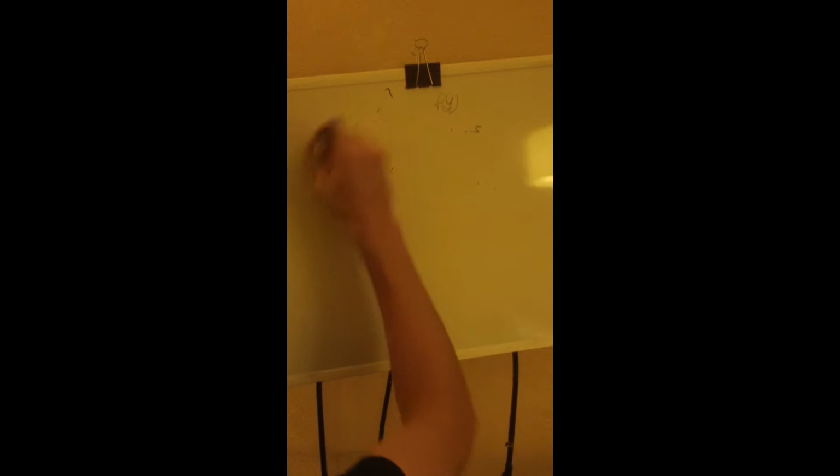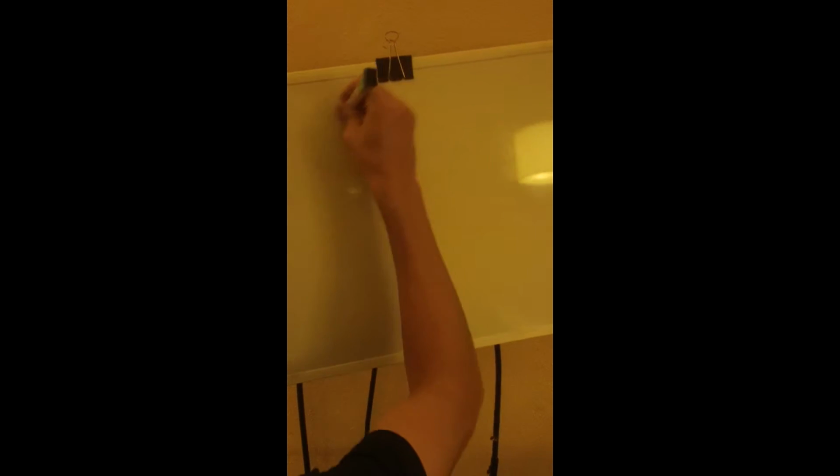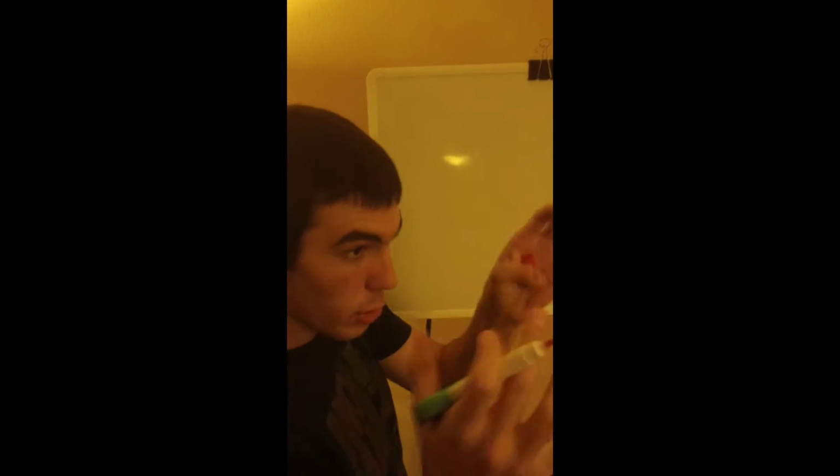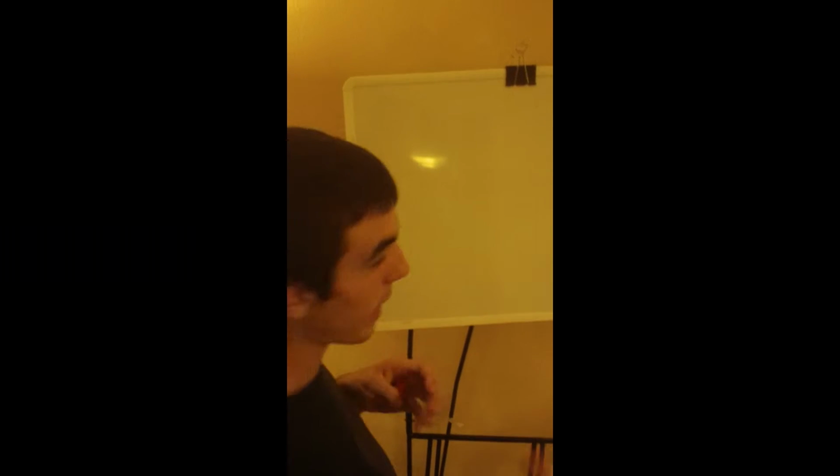Now we're going to talk about the shell method, which is a little bit more complex and hard to visualize. But it works in different situations actually better than the disk method does. So with the shell method, you're going to make little shells, integrate a bunch of little shells together, and add up the volume.